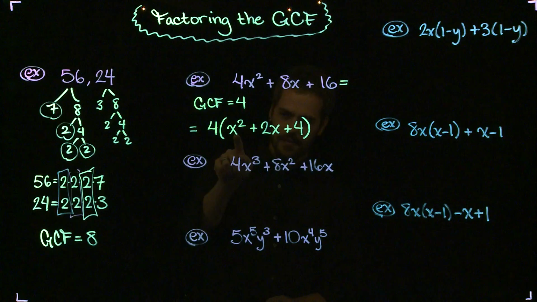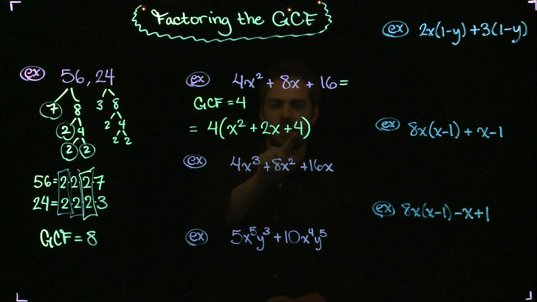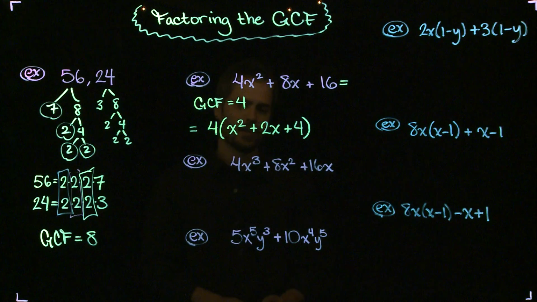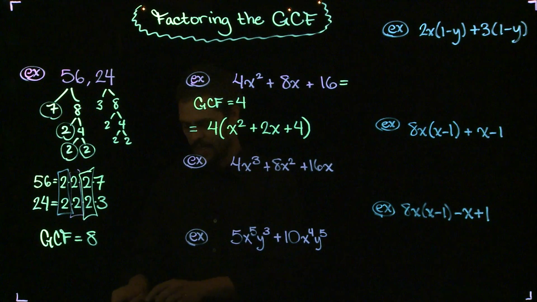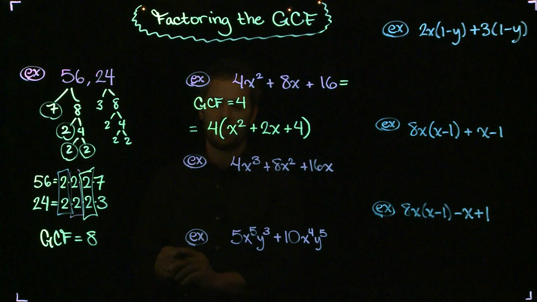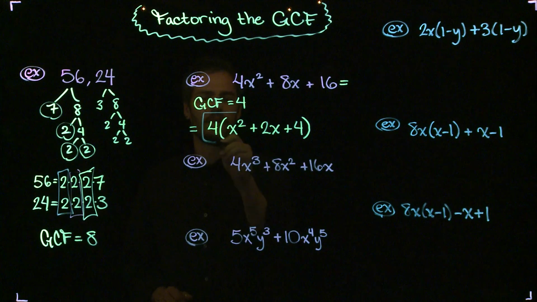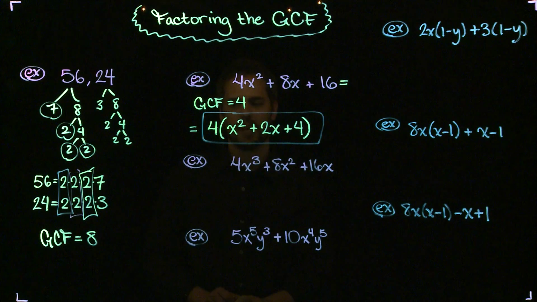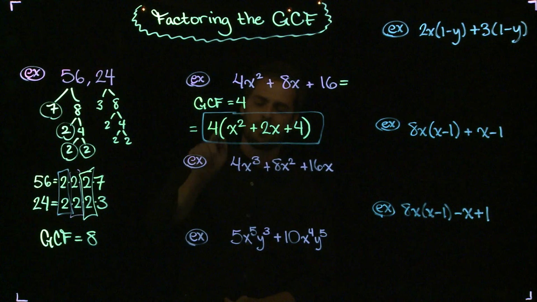Now I should also ask myself whether or not x squared plus 2x plus 4 can be factored into something else, and we'll explore that in other videos. I can tell you that it cannot. So actually, this right here is my factored version of the trinomial above, where I have factored out the greatest common factor.